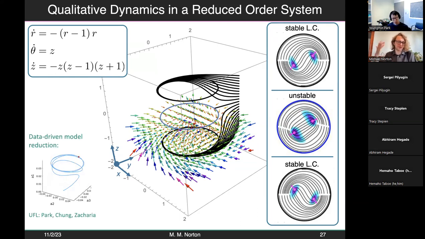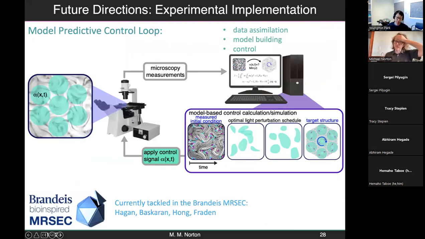I just wanted to plug a recent collaboration with Youngmin, Michael Chung and Alan Zachariah at UFL. We're trying to do a data-driven approach to formally do this model reduction. So the thing I'm plotting here is a cartoon that I just came up with based on the dynamics, but by analyzing the data from the PDE simulation, I think we can actually formally do this model reduction. That's just some exciting work that's happening right now. This plot was done by Michael. And I'll just say that our current goal is to try to combine this in real time with experiments that are going on.